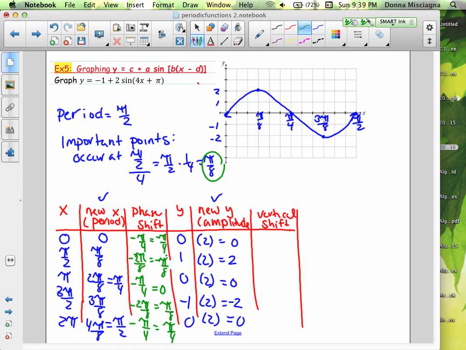All right, then the last thing is the vertical shift. The vertical shift is pretty easy. We have a vertical shift of -1, so all of these values are going to change by 1. They're going to go down 1. All right, so 0 minus 1 is -1. 2 minus 1 is 1. 0 minus 1 is -1. -2 minus 1 is -3. And 0 minus 1 is -1. All right, so let's graph our values, and that's about it.